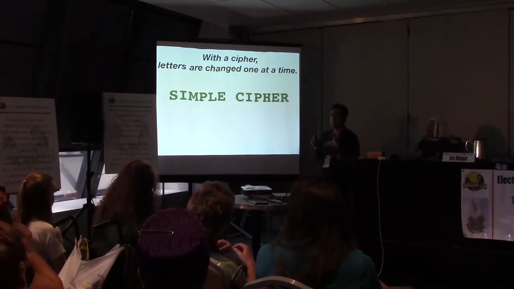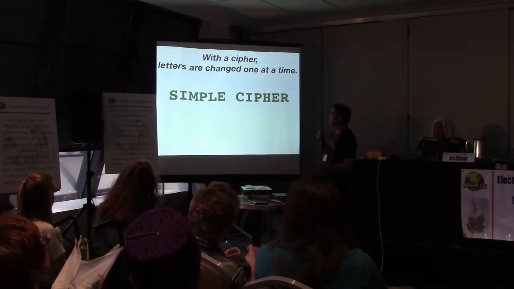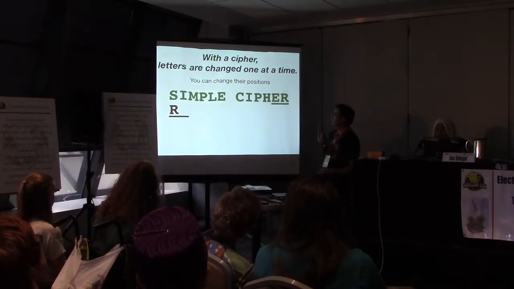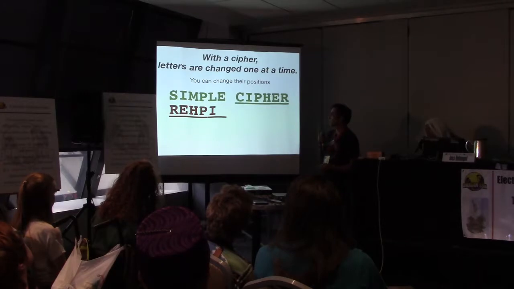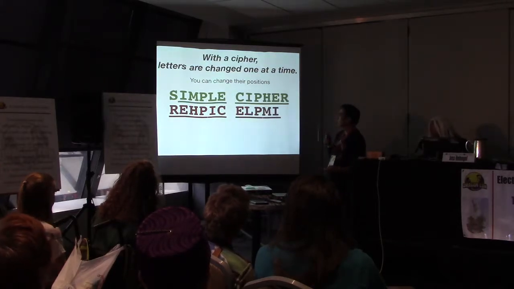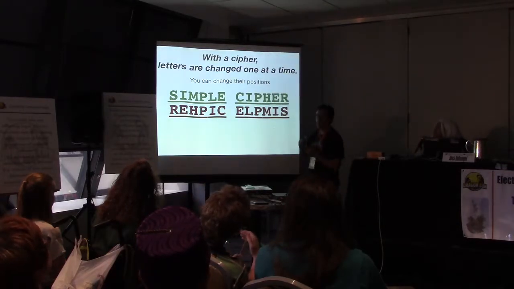The other way is when the letters get rearranged, and that's another type of cipher, and there's different keys for that. This is a simple one because we're doing a simple cipher. So here, we're just reversing it, right? So if you read it backwards, it says simple cipher.